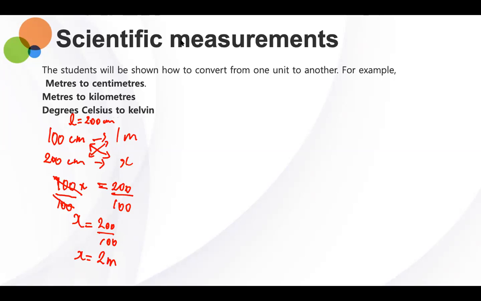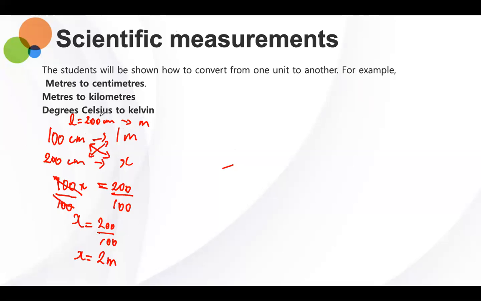All right, so we have a length of 200 centimeters, right? We want to convert 200 centimeters into meters. So we know, I'll go ahead and mark on. Okay, so 100 centimeters is equal to how much? 1 meter. Right, 100 centimeters is equal to 1 meter.